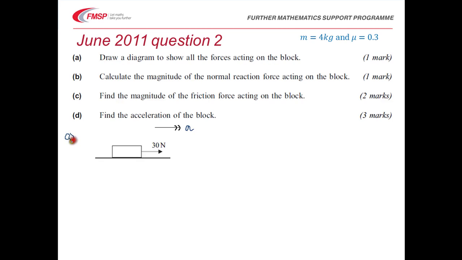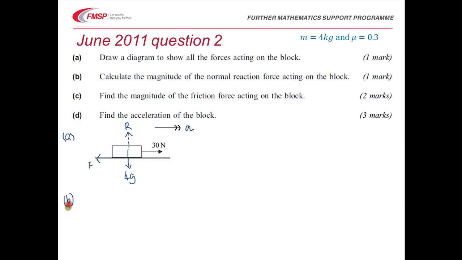So when we come to look at part A, to draw all the forces, then we will have the weight of the block acting down, and its mass is 4 kilograms, so we'll have a weight of 4g. We'll have the reaction force acting upwards, we'll label that R, and then remember it was sitting on a rough horizontal surface, and so there is going to be a friction force which we could just label as F. So those are our forces.